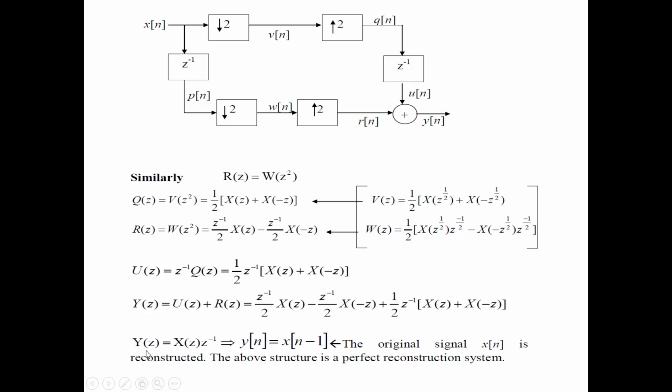Finally we get Y(z) equal to X(z) z to the power minus 1, meaning this z transform equation is expressed in terms of the difference equation as y[n] is equal to x[n-1]. That's what we wanted to actually prove. The original signal x[n] is reconstructed. The above structure is a perfect reconstruction system.